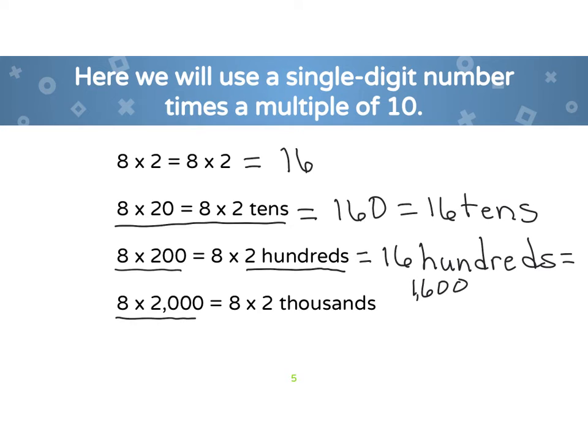And then this last one here, I have 8 times 2,000. Would be the same as in unit form as 8 and 2,000s. Let's put my equal sign down here. I know that that would be 16, but 16 what? I would have 16 thousands, and I could write it in standard form, or I could also write it in unit form, which would be 16 thousands.